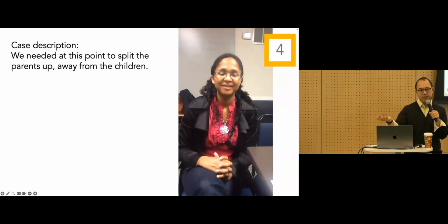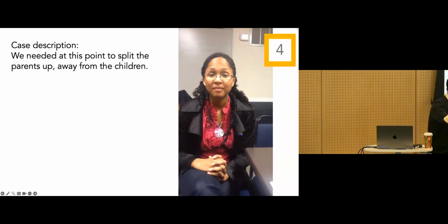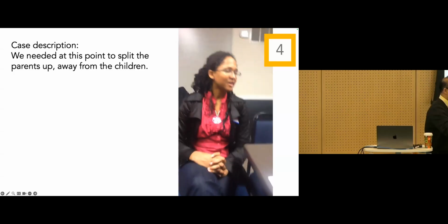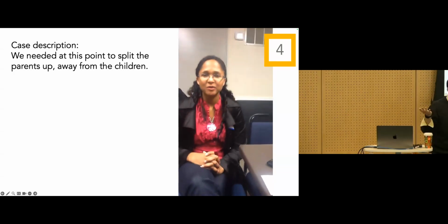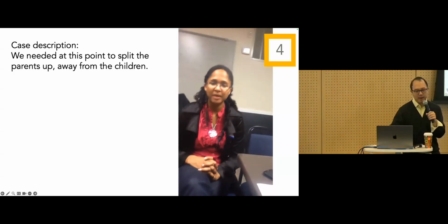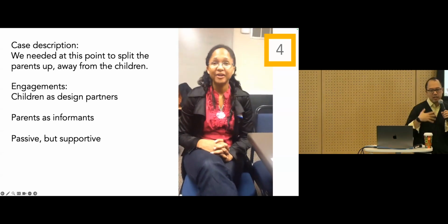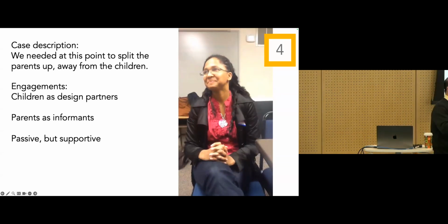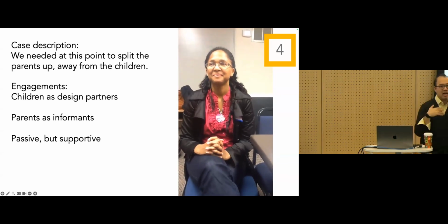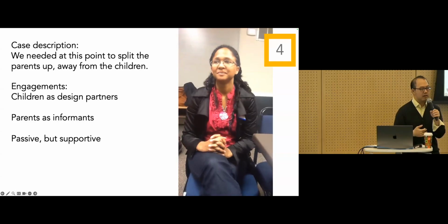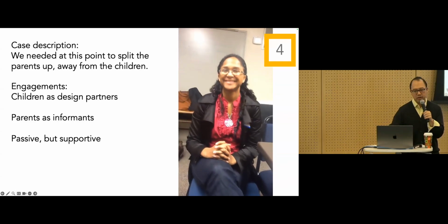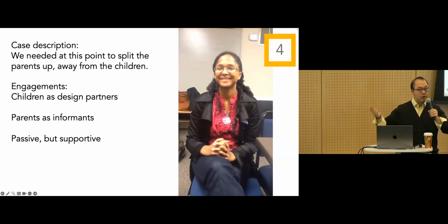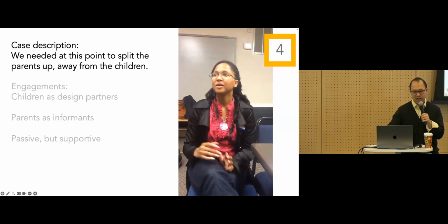And so by about week 4, we realized, okay, it's not working with the parents. We've got to split the parents up. Parents are hard to work with alongside the kids. So we decided to split the parents up, and we thought of the children as design partners. We needed the parents to be informants first, because they clearly were not comfortable with the setup. It was just awkward, they didn't know what to do. And we tried a focus group to understand what was happening.